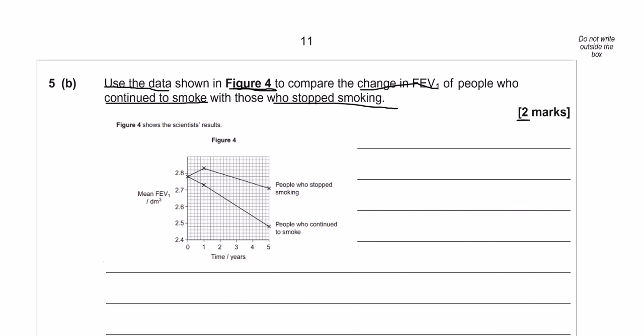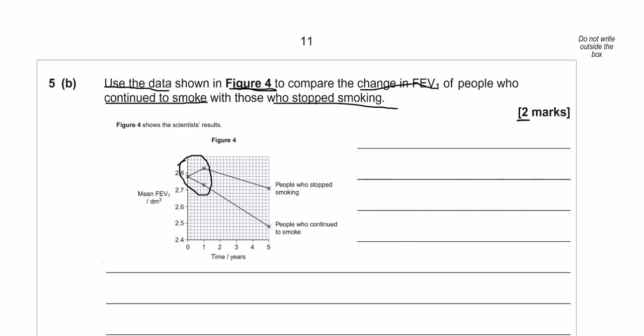Looking at the graph, as you can see, particularly people who stopped smoking, people who continued to smoke. So the first thing I would point out is this after 1 year. Obviously a difference between the two. You can actually see after 1 year, those who've stopped smoking, it increases, whereas the FEV1 of smokers decreased. So people who continued to smoke decreased. So that's only 1 mark.